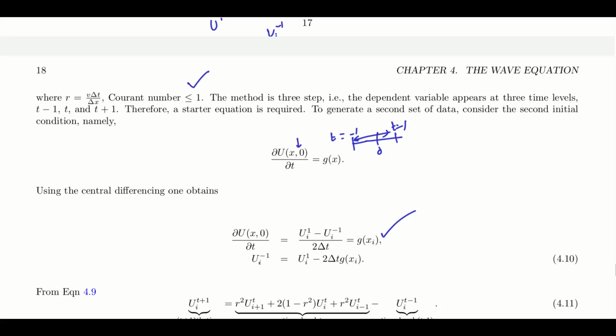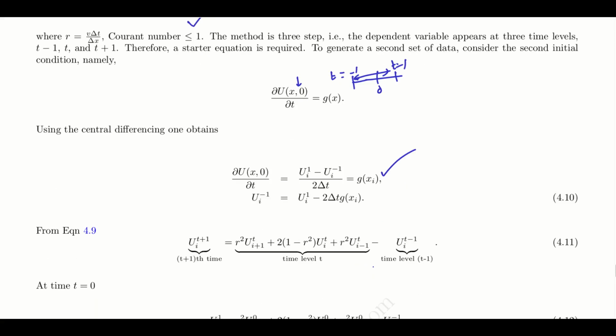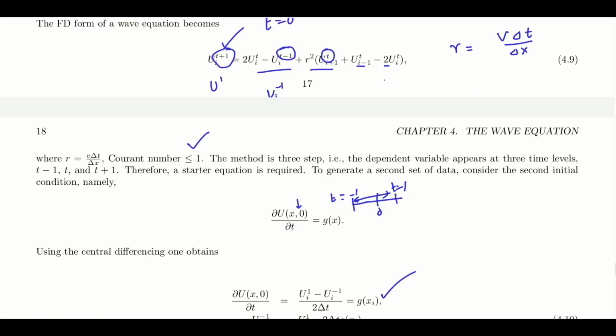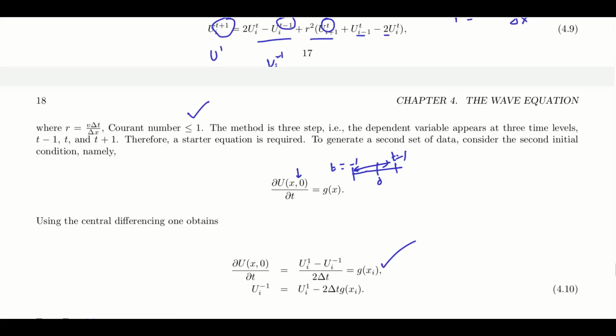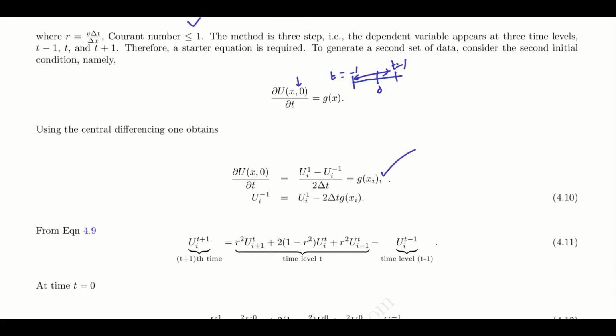Therefore from here we can say u_i^-1 equals u_i^1 minus 2 delta t g(x_i), and I am just rewriting equation 4.9 in this form. At the t plus 1th level, the whole thing is there. The same thing is written here. I am just transposing, and collectively all the terms of time level t are here, t minus 1 here, and t plus 1 here.